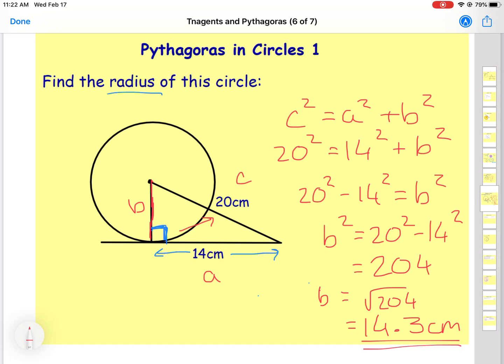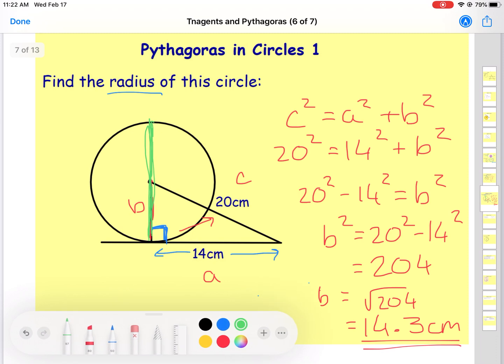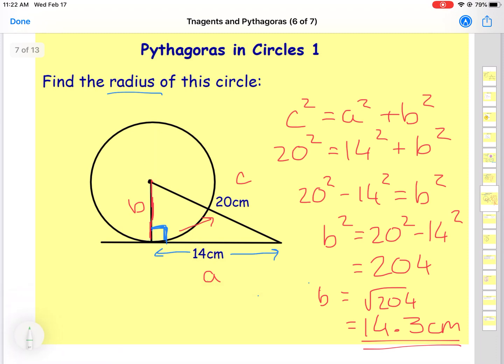Now if we were asked to extend this question and say what is the length of the diameter, then we know the diameter is just double the radius, so we would have to times that by 2. We're not asked for the diameter though, so we don't have to do that calculation. When you're doing these questions, just read the question very carefully and see what it's asking you to do. It might not be asking you to do what you think it is at the very beginning.